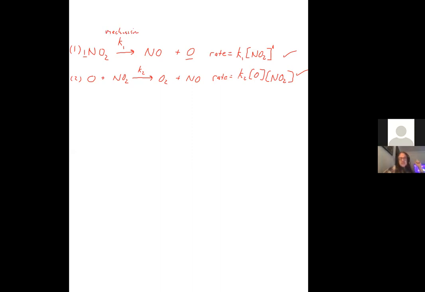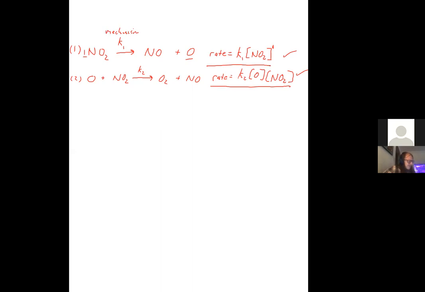Each one is going to have its own rate constant, and each step is going to have its own rate law. So here's the rate law for the first step. Here's the rate law for the second step. We can write it merely from the balanced equation. Now the question is, what's the overall equation? You actually learned how to do this back in Chem 11.